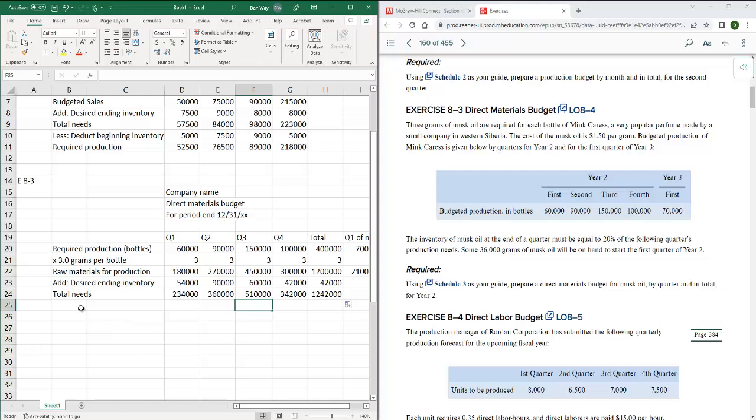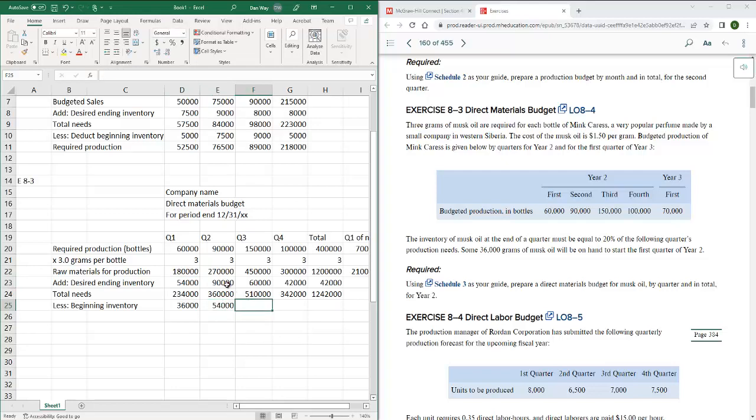Now, similar to our production budget in 8.2, we can deduct from that the beginning inventory. Here in Q1, they told us that was 36,000 grams. But if we look back as well, that is the 20% of Q1's required materials for production of 180,000. So again, this rule that the company's got going looks like it's been in place for a while. Beginning inventory in Q2 is the same point in time as the end inventory of Q1. So I'll pull that 54,000 forward.